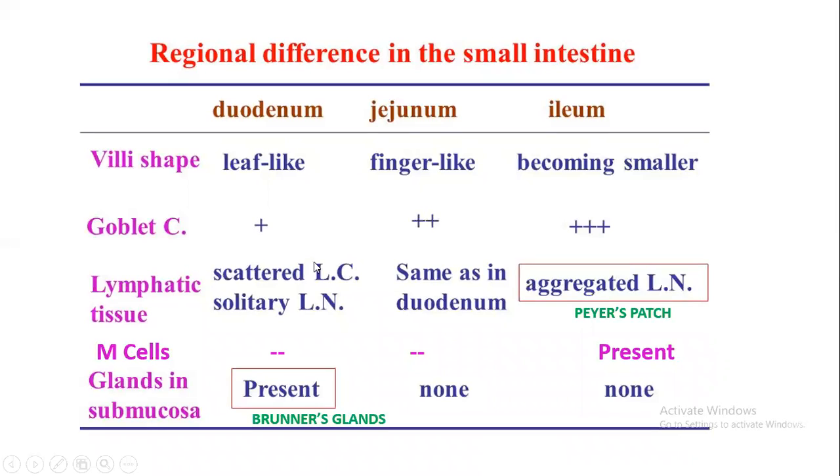Lymphatic tissue is scattered and solitary in the duodenum and jejunum, while it is aggregated to form Peyer's patches only in the ileum. And over these Peyer's patches, you have a special cell known as microfold cells or M cells, and these are only seen in your ileum. Glands in the submucosa are seen only in the duodenum, and they are known as Brunner's glands.